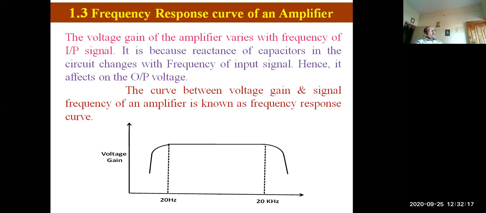Resistance is not affected by frequency, but the capacitors in the transistor amplifier circuit are. We know that there are coupling capacitors and bypass capacitors. These capacitors are affected by the frequency of the input signal. What does it mean to be affected? Their reactance changes. As the reactance changes, the voltage developed across it changes.